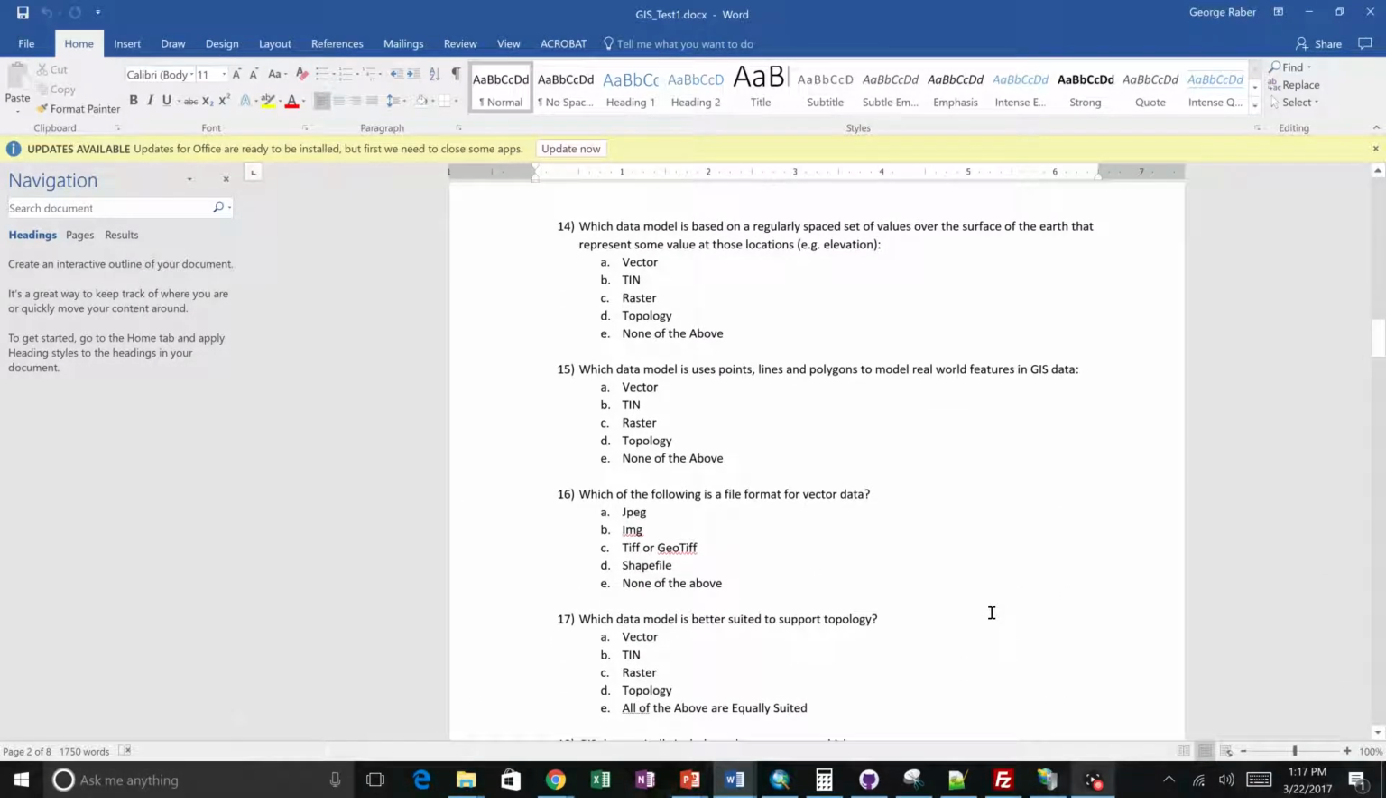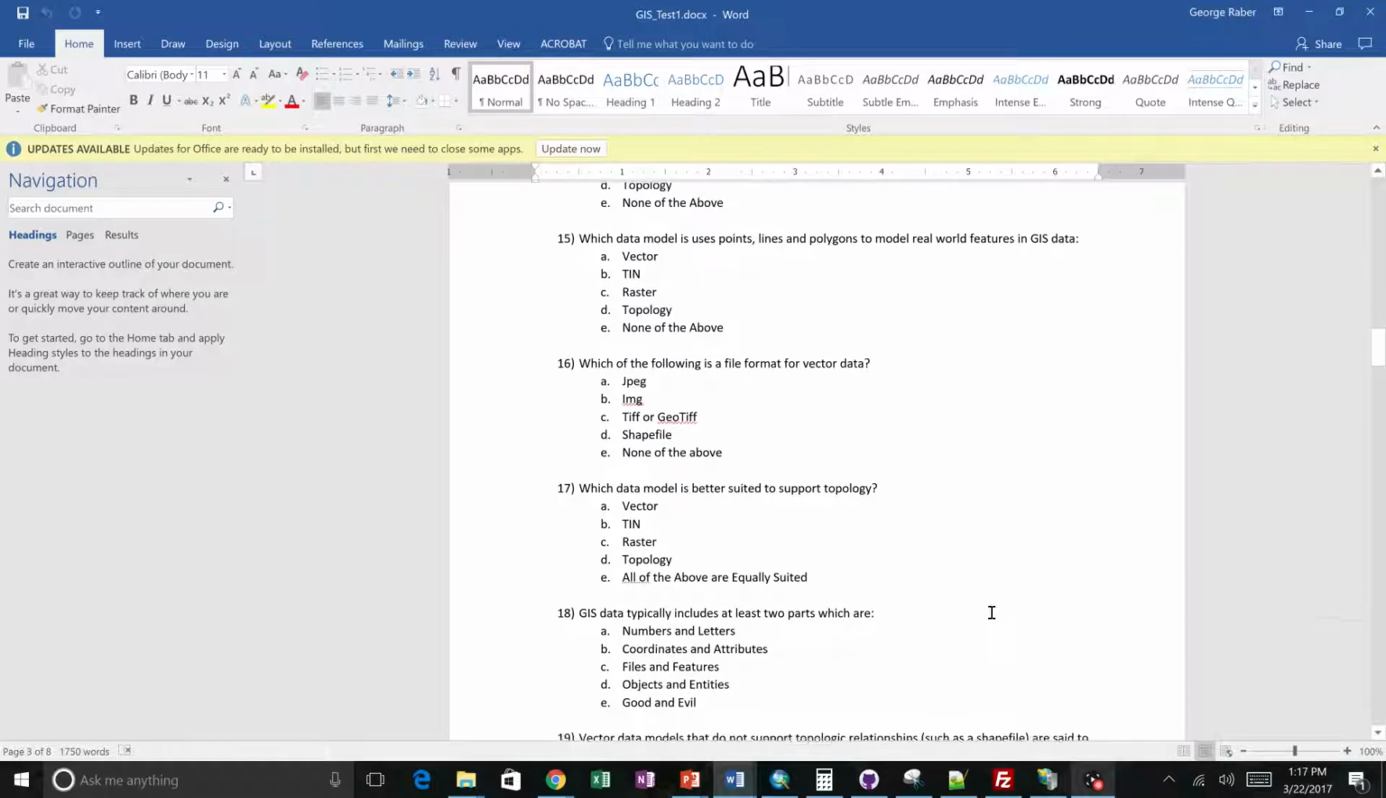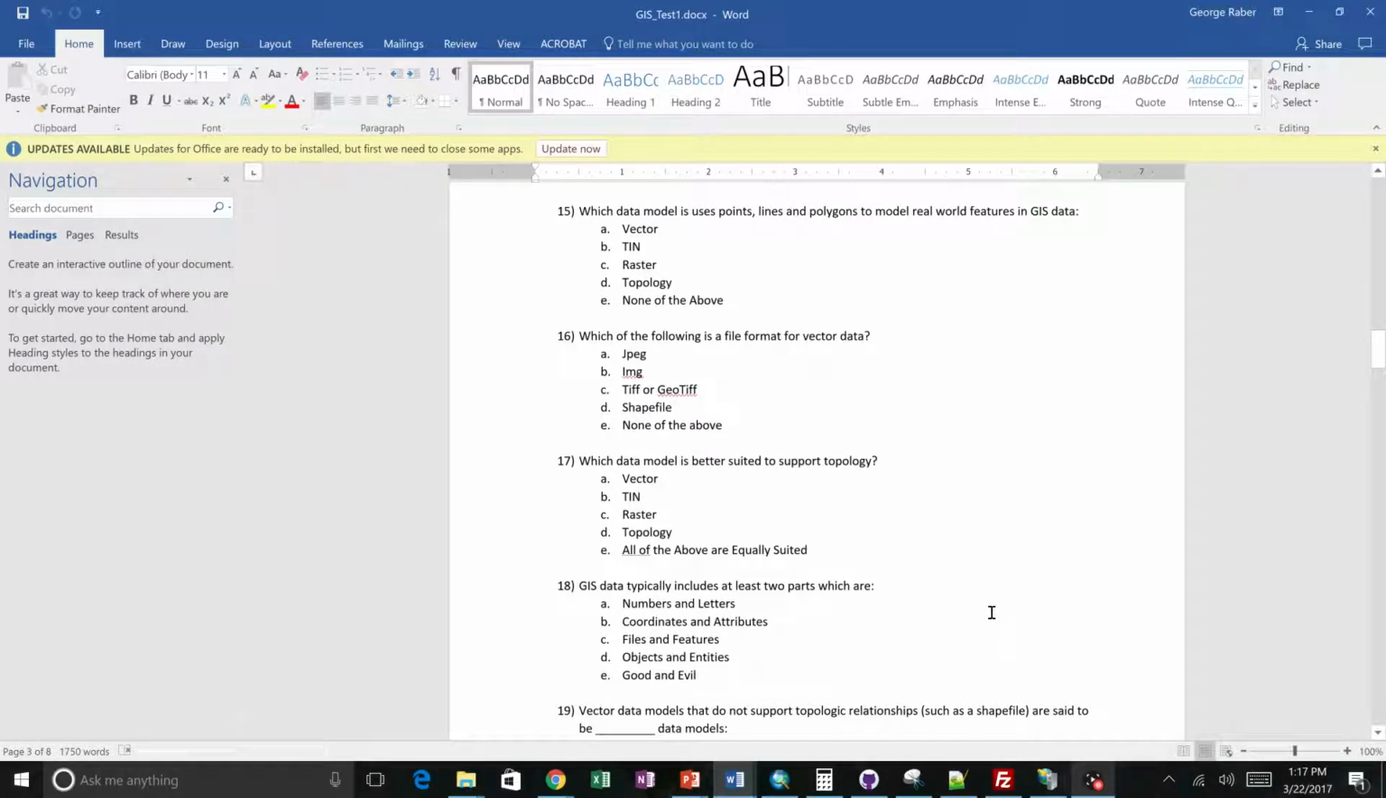All right. 14. Which data model is based on a regularly spaced set of values over the surface of the Earth, and that represent values at those locations? For example, elevation. That's the raster. C, the raster data model. Which data model uses points, lines, and polygons to model real-world features in GIS data? Sorry, there's a little bit of grammar error there. And that is vector, A.